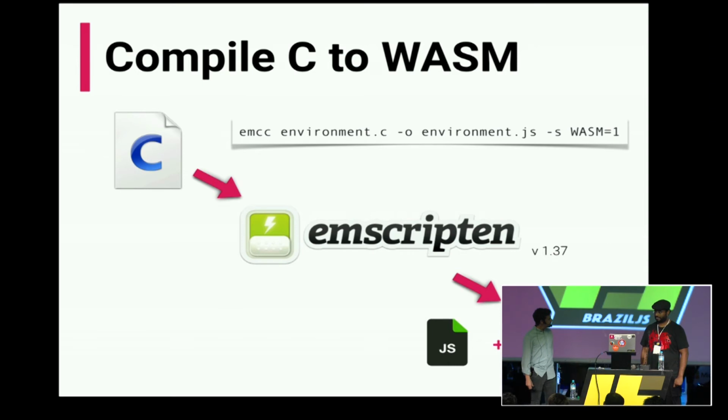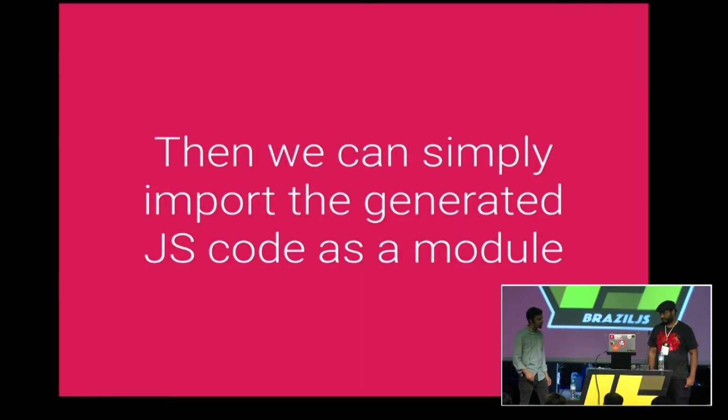The command displayed on the top right of the slide allows you to compile a simple C program into a wasm module, a binary file, and a JS module, which automatically wraps the wasm one. Having this output, we can easily import the JS module in our project and start using the functionality exposed.